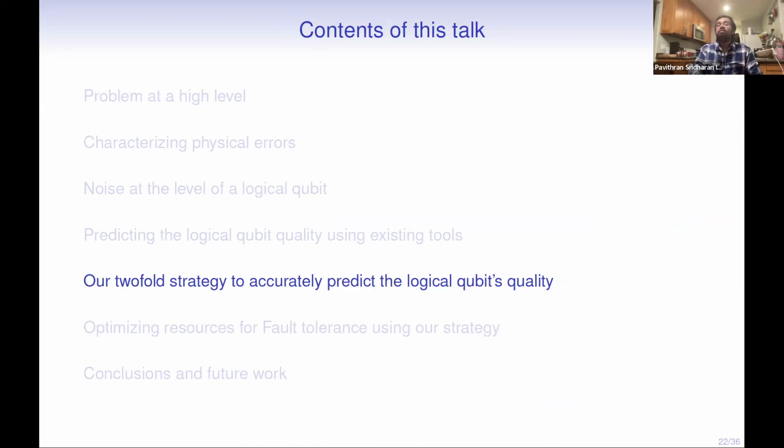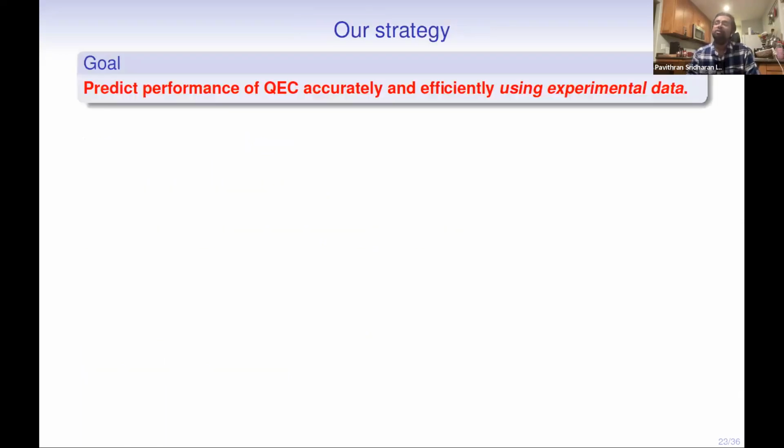Okay, so let's now see how I'll now tell you about how we proceeded forward into discovering this new metric that achieves the properties that the standard metrics fail to achieve. So this comes in a twofold strategy. Let's go back to our problem.